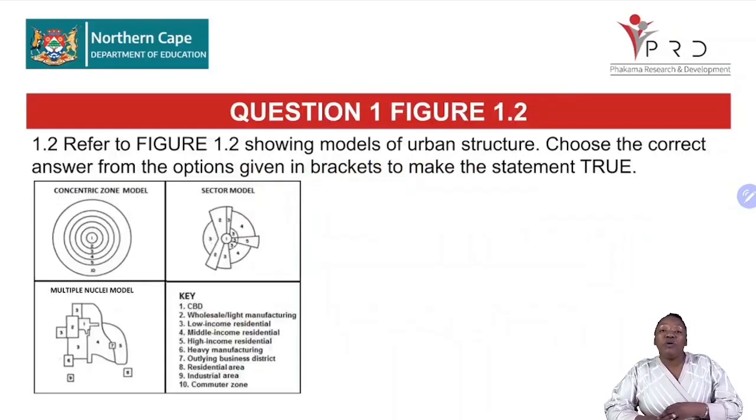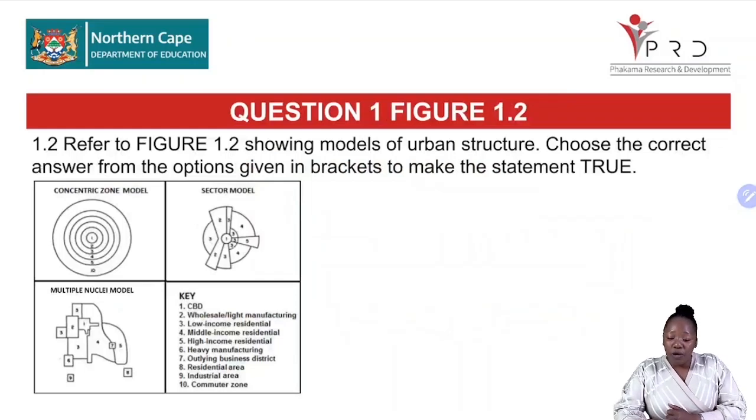We're moving to figure 1.2. Your figure 1.2 is still the short objective questions. So your figure 1.1 has 8 questions, which means your figure 1.2 will have 7 questions. So 1.2 refers to the figure 1.2, showing the models of the urban structure. You choose the correct answer from the options given in the brackets to make the statement true. So again, you will remember that we have 3 models of the urban structure. So you are already given a diagram.